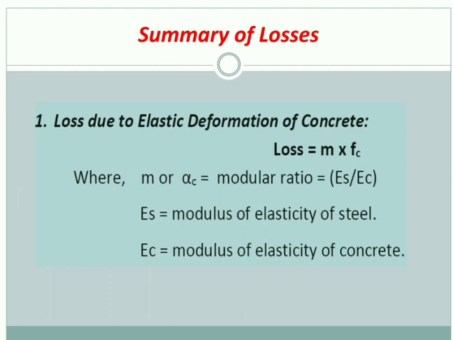as loss is equal to m into Fc, where m or alpha c, again see the notation, either small m or alpha c, is nothing but the modular ratio, which is the ratio of the elasticity of steel to the elasticity of concrete. Now these values should be known to you all, as they are common and general terms. Don't sit hunting where these values are given. If not given, you have to assume them suitably.